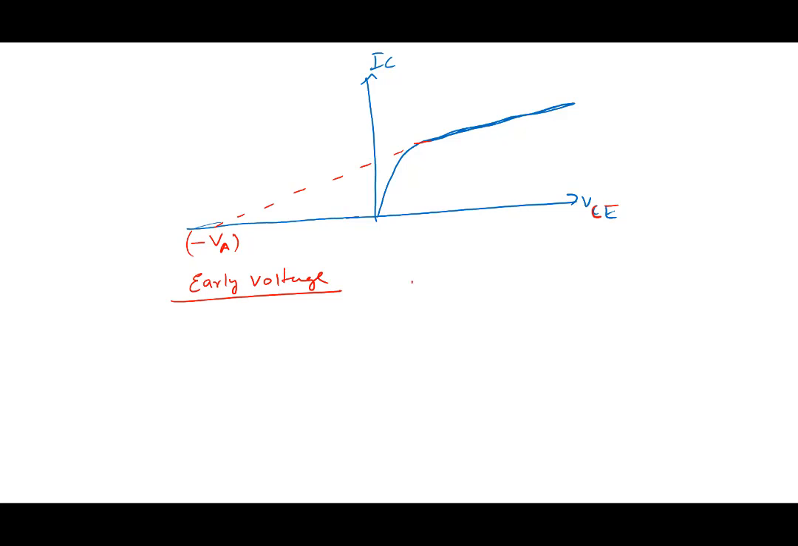And IC, we can now write not just as beta times IB. Beta times IB is what you have when you don't take into account the early effect. So it's beta times IB multiplied by 1 plus VCE by VA. We model it like this. So this is a more accurate description of how current varies in the active mode. Here we are talking about the active mode.